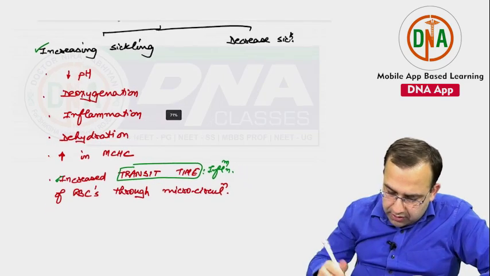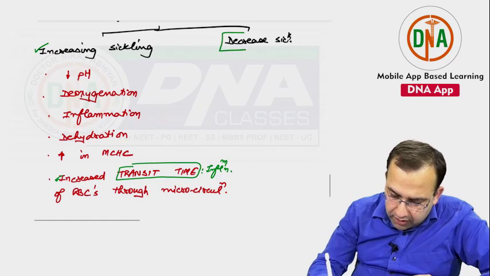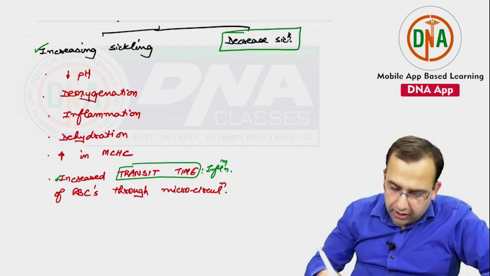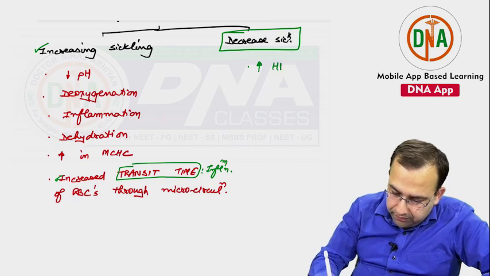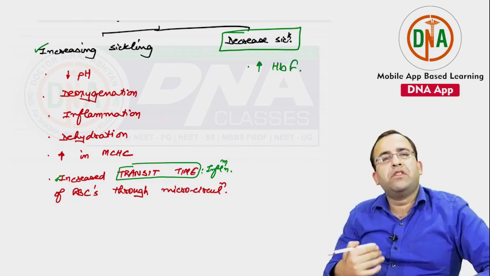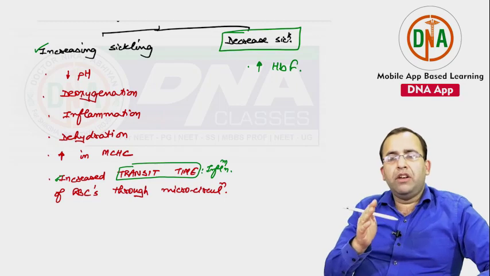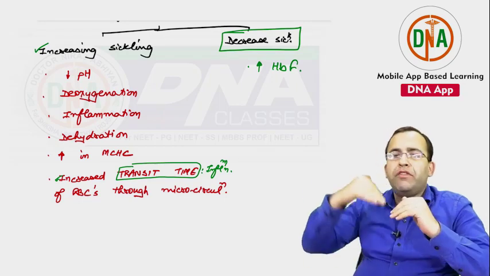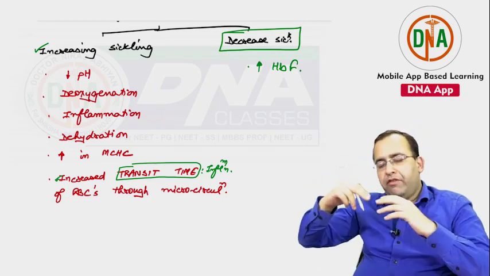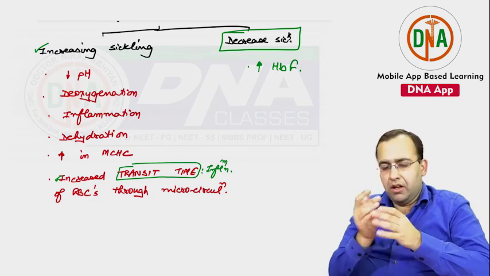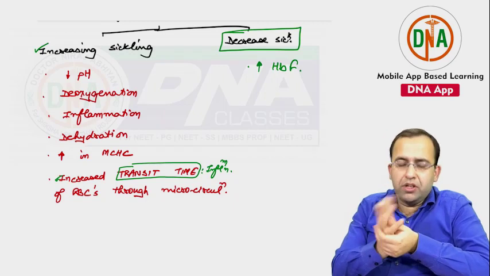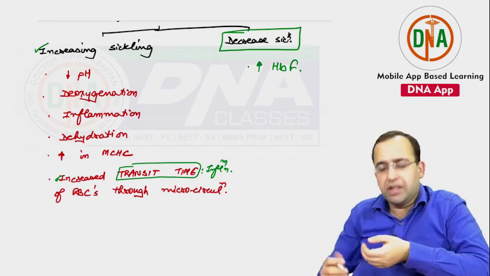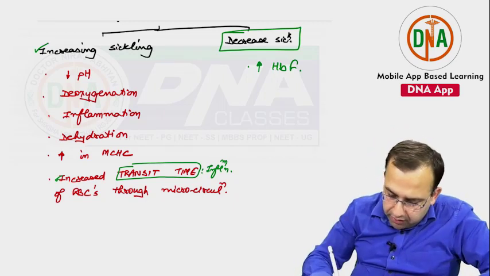Versus the factors which reduce sickling: increased HbF, increased levels of hemoglobin F. You very well know that HbF has more affinity for oxygen. If in the patient HbF is high, deoxygenation reduces. HbF has more affinity for oxygen, so deoxygenation reduces, preventing sickling. Increased HbF.